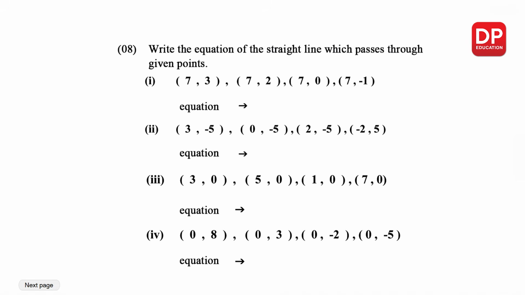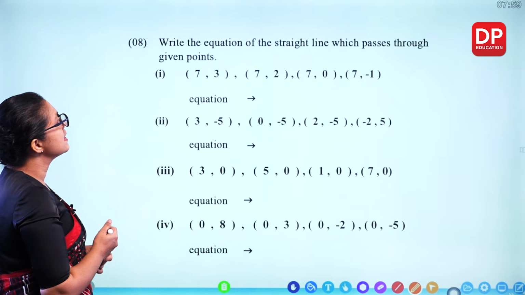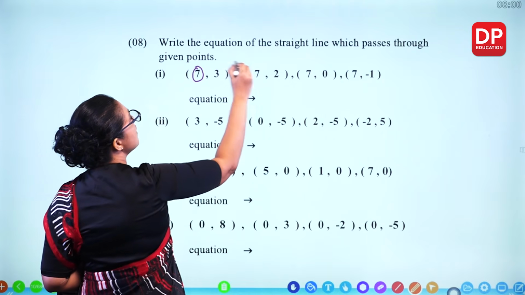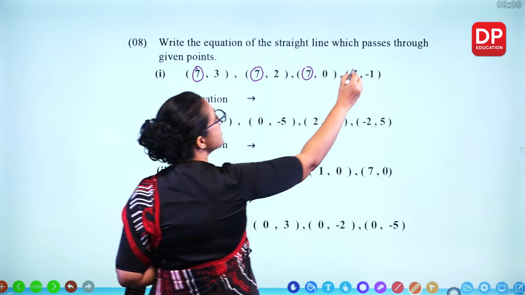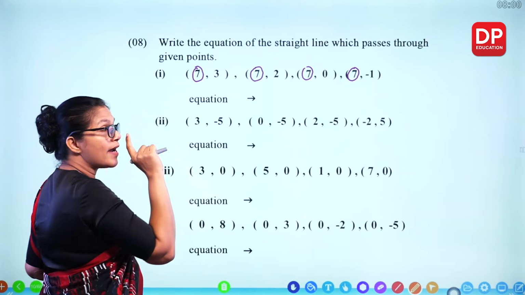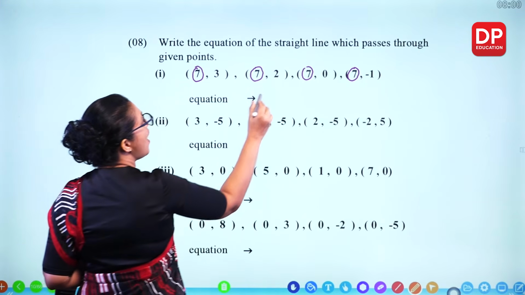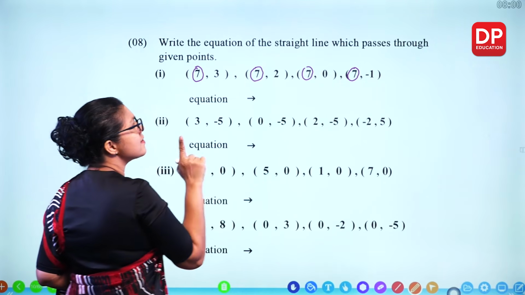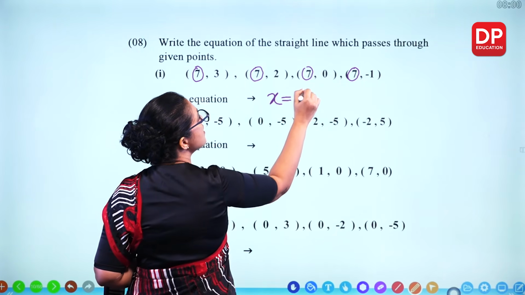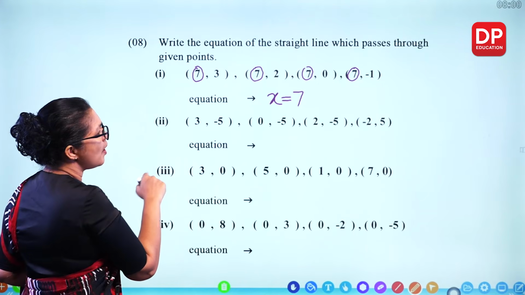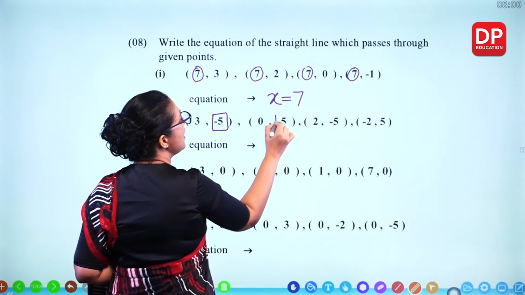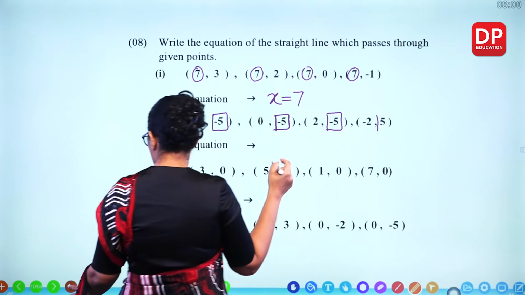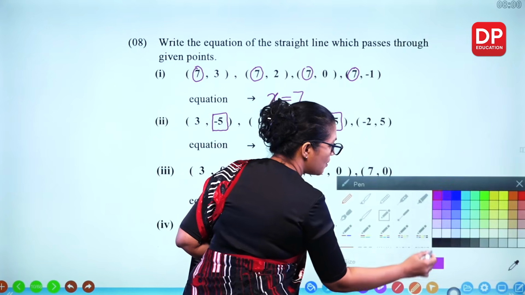Write the equation of the straight line which passes through the given points. Observe carefully. 7, 7. The x value is always 7. So x is 7, so x equals 7. This one, the y value is always minus 5. Here also, there's a mistake here, so we'll put the minus sign.